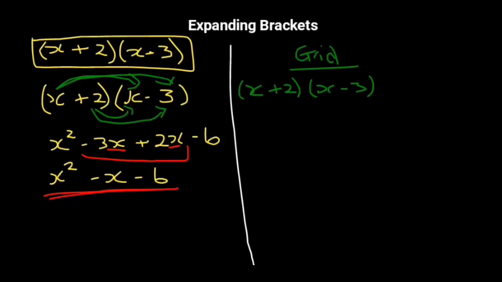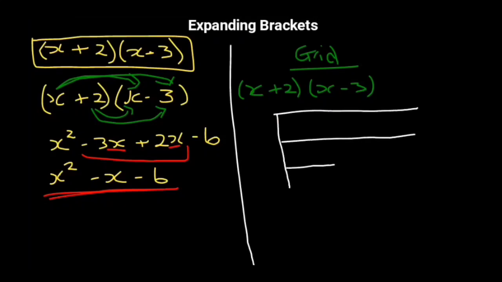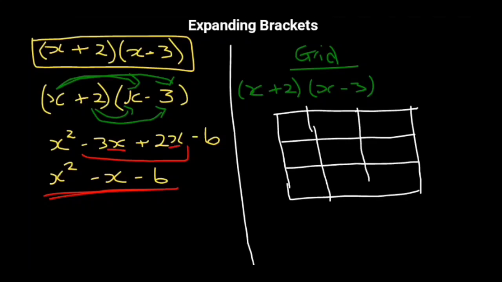The first thing that we will do is draw up our grid. In our grid, we leave the first box empty and then we fill in the rest. So we have x and then we have a positive 2, that's the first bracket, and then the second bracket goes on top, which is x and minus 3.